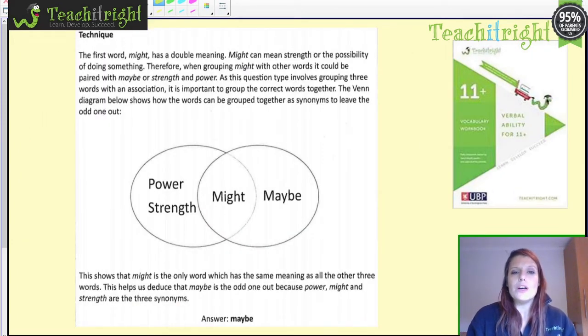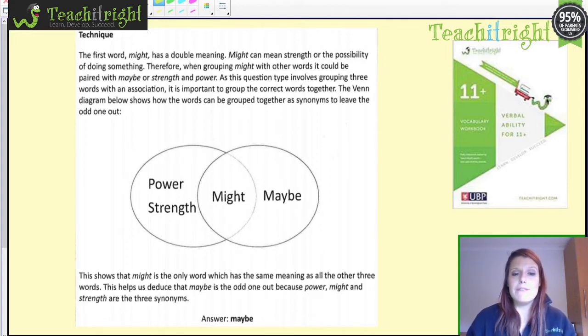And the first word in that list, might, has a double meaning. It can mean strength, the mighty warrior, for example. But it can also mean the possibility of doing something. We might go to the park. Therefore, when you group might with other words, it could be paired with maybe or strength and power.